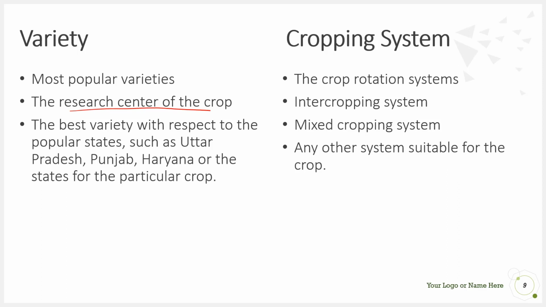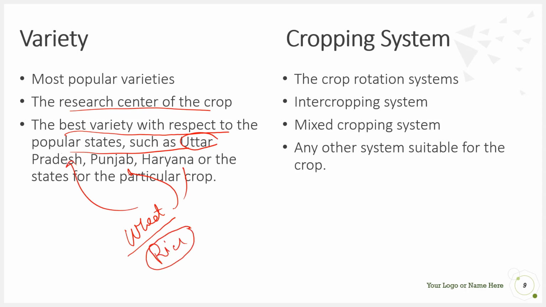Now we also must remember the best variety for the popular states such as Uttar Pradesh, Punjab, Haryana. If we take the example of wheat, then which wheat variety is best suited for Punjab, for Haryana and for Uttar Pradesh. Similar for others such as rice. Now rice is cultivated even in the south. So which variety of rice suits best for states such as West Bengal, Andhra, Karnataka?